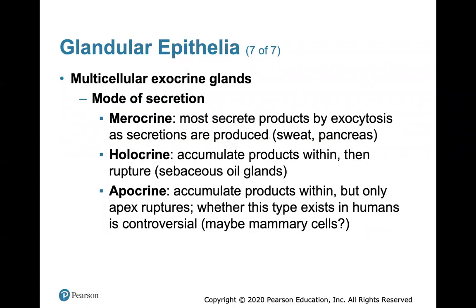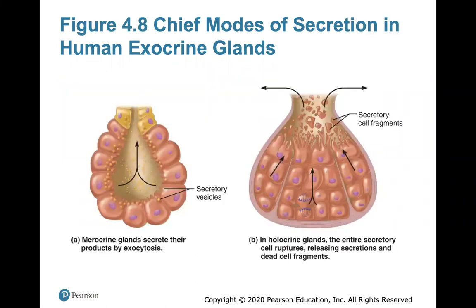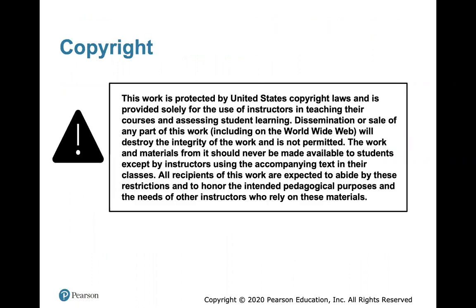The mode of secretion in your multicellular exocrine glands can be merocrine, like the sweat glands and pancreas; holocrine, which are sebaceous oil glands that accumulate products within and then rupture; and then apocrine glands accumulate products within, but only the apex ruptures. So here's just an example of a merocrine gland secreting its products by exocytosis. And then in holocrine glands, the entire secretory cell ruptures, releasing secretions and dead cell fragments.